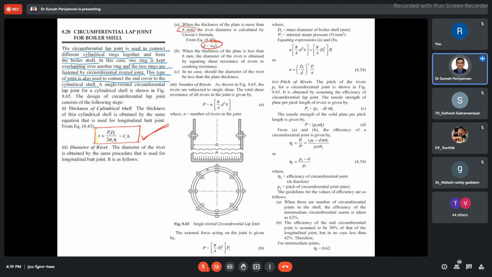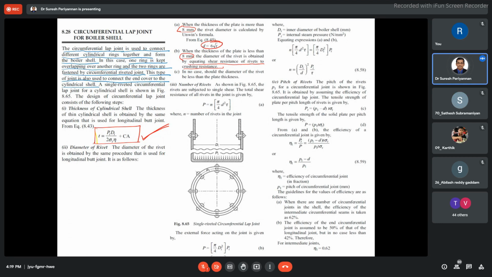Now if the thickness of the plate is less than 8 mm, then we have to go for equating the shear resistance of the rivets to the crushing resistance. Very important. This also you may get as objective type questions.